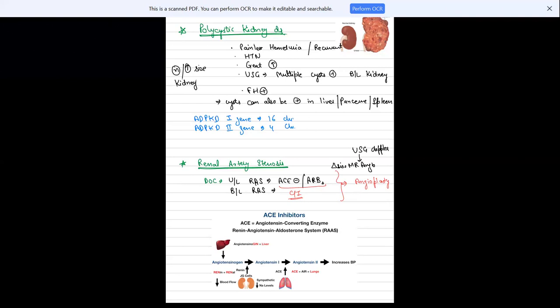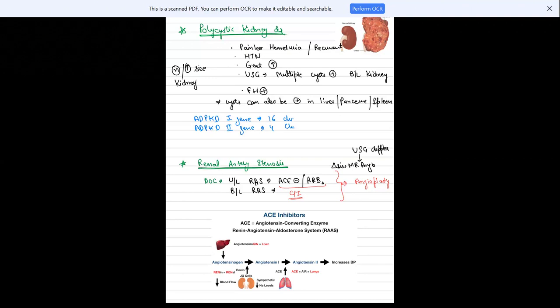The check will be done with the ultrasound. You just have to keep on checking the kidneys with the ultrasound. If there are any cysts, like more than 5 cysts, there is a high chance of developing ADPKD. So for ADPKD, there are two genes. Gene 1 is on 16 and gene 2 is on 4. So you can make your mnemonic if you can't remember, but I think 16 and 4 is simple to remember.